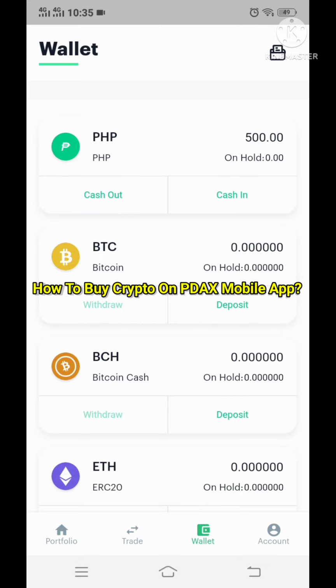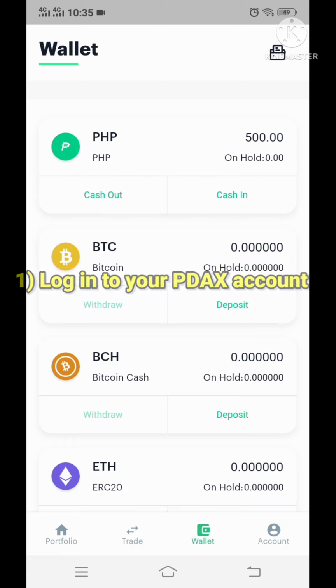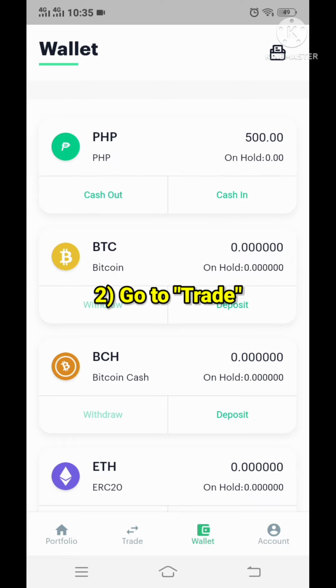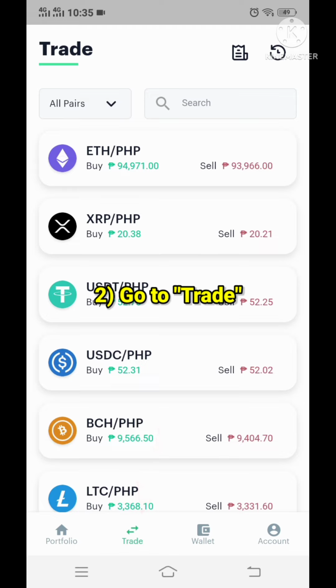Hi, in today's video I'm going to show you how to buy digital assets on PDAX mobile app. First, log into your PDAX account. After that, go to Trade.